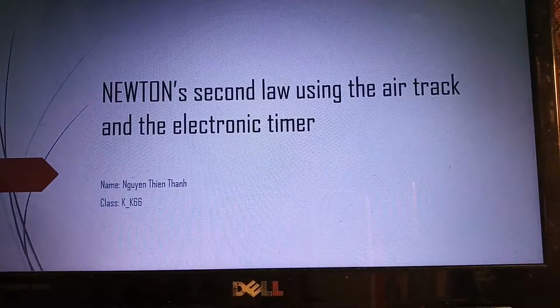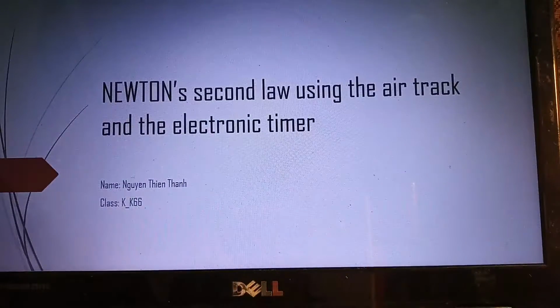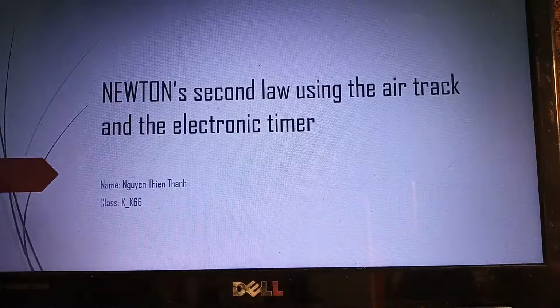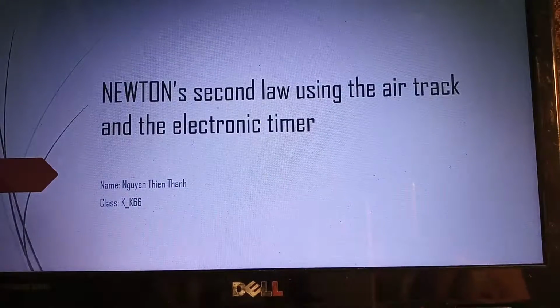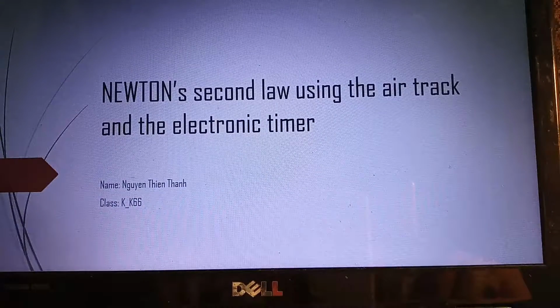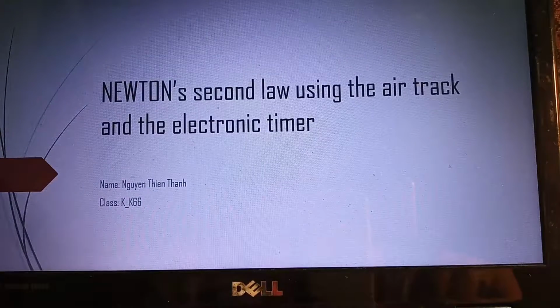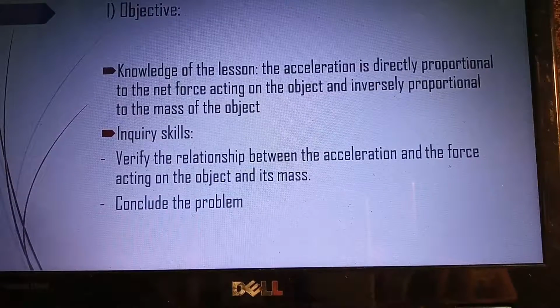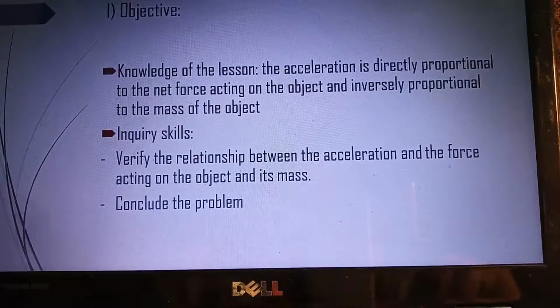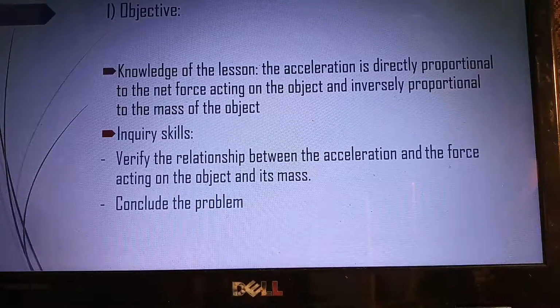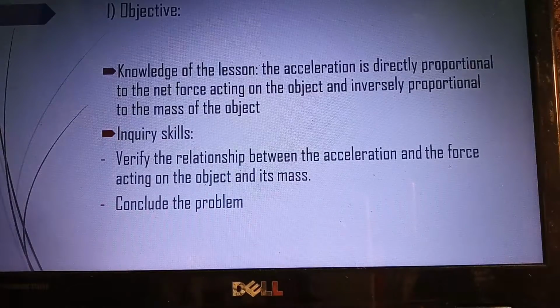Today I am going to talk about Newton's second law by using the electric and the electronic timer. My lesson plan has three parts. The first part which I want to show is the objective knowledge of the lesson.